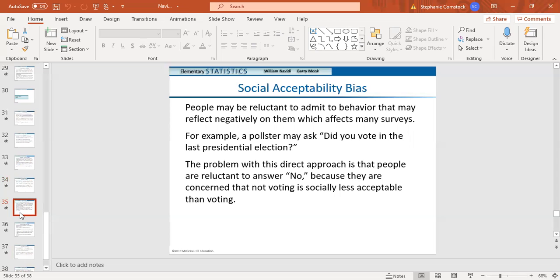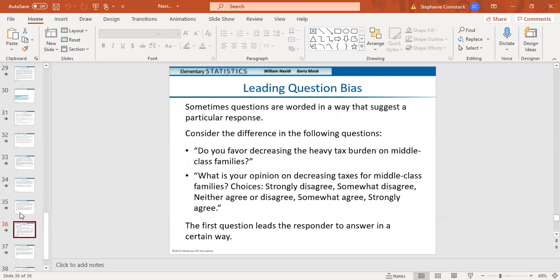Same way about, did you go to a party or whatever else? Depending upon what the implications of that may be, people may be inclined to say one answer or the other, and it may or may not be true, just because they're doing what they think will be the acceptable answer. The next thing is what's called leading questions.